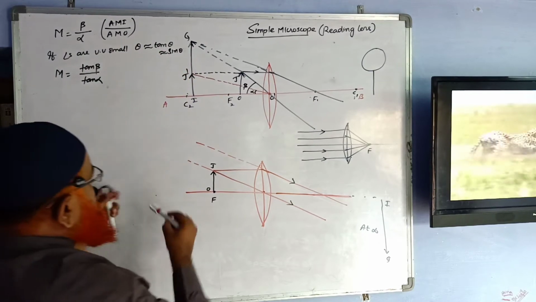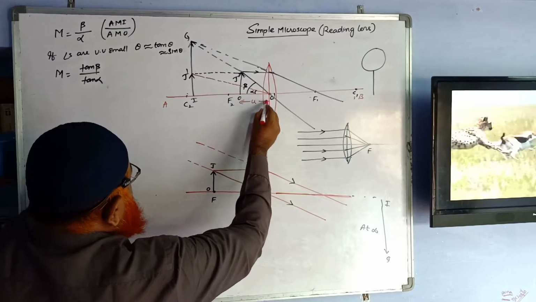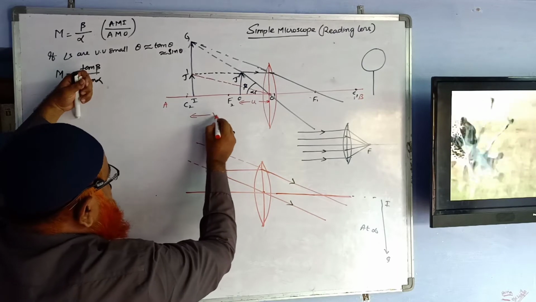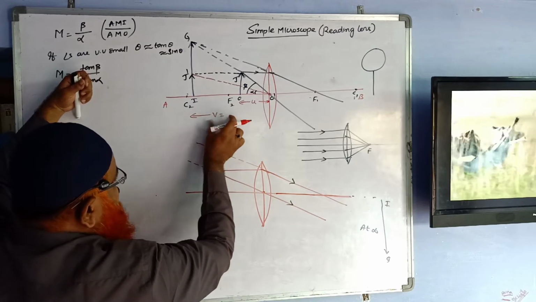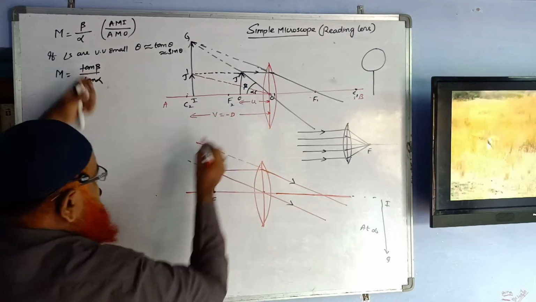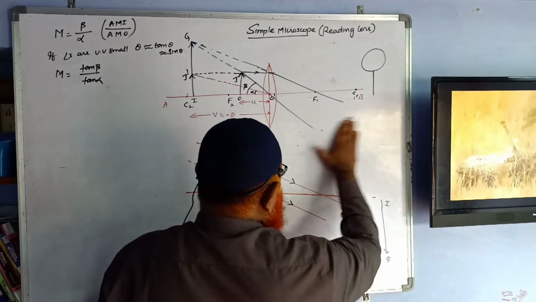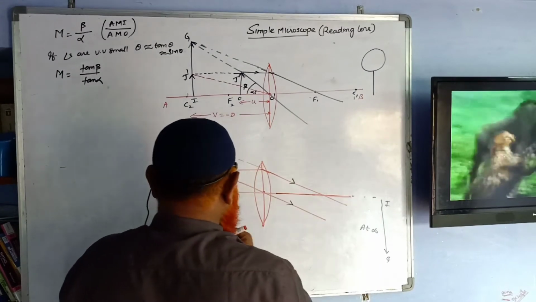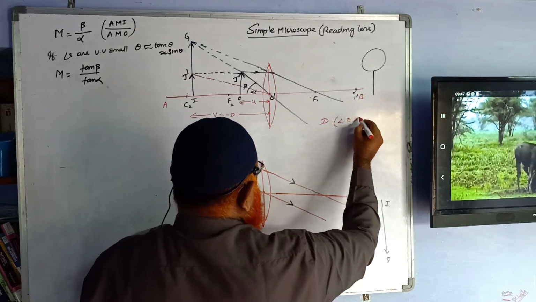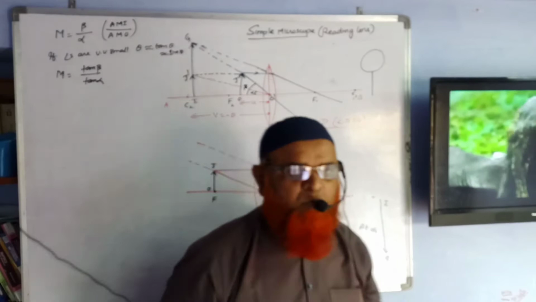Let us see. Now, this is going to be an object distance, which is taken as u. U is an object distance. Now this is going to be image distance v, which can be taken as minus d here. What is d? I will discuss d now. What is d actually here? D is nothing but the least distance of distinct vision.